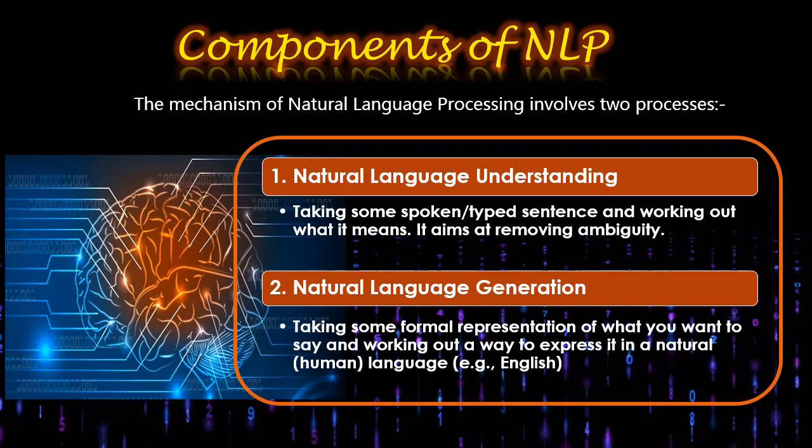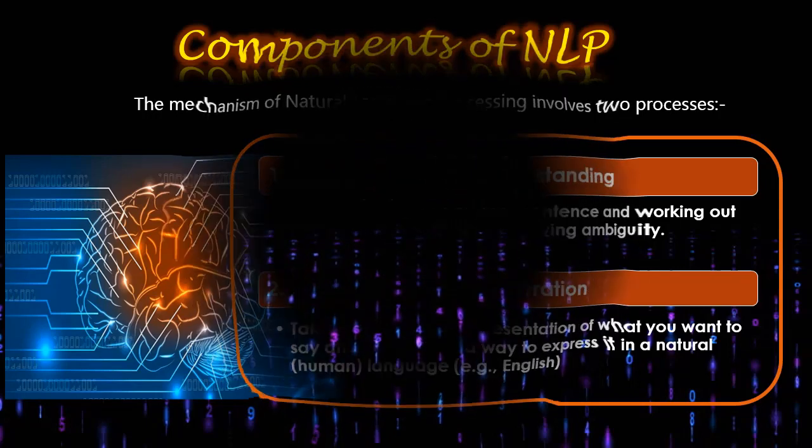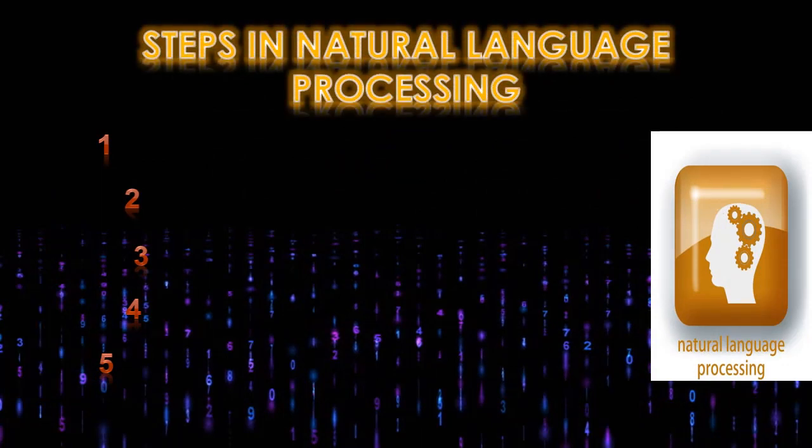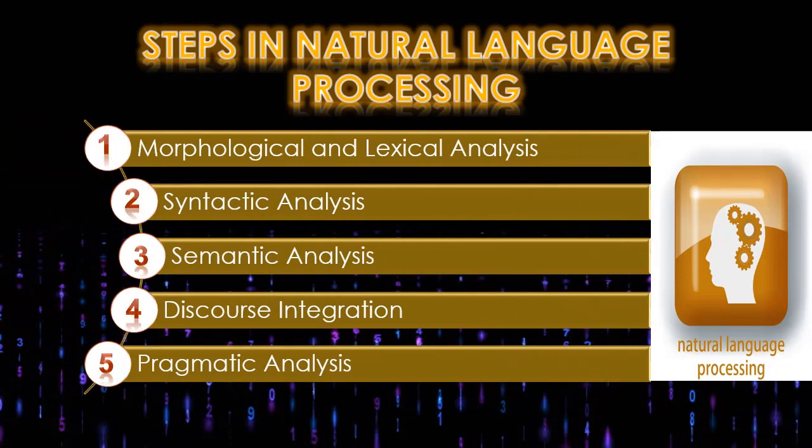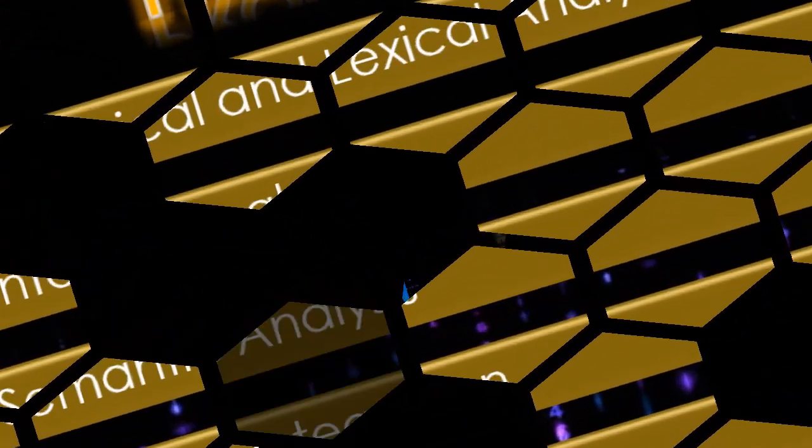The second process is natural language generation. It means taking some formal representation of what you want to say and working out a way to express it in a natural, that is human language, which could be English or any other language. Now there are a few steps that we take to process a natural language. These are 5 basic steps and there could be more in a complex way. First one is morphological and lexical analysis. Second is syntactic analysis. Step number 3 is semantic analysis. Step number 4 is discourse integration, and the last step is pragmatic analysis.